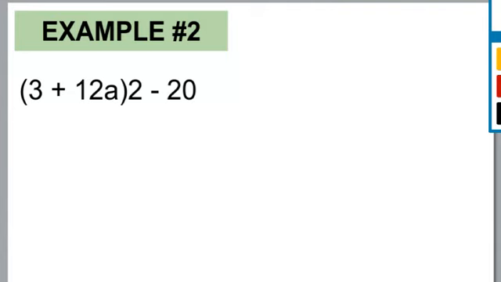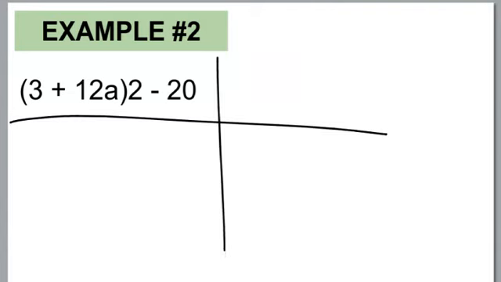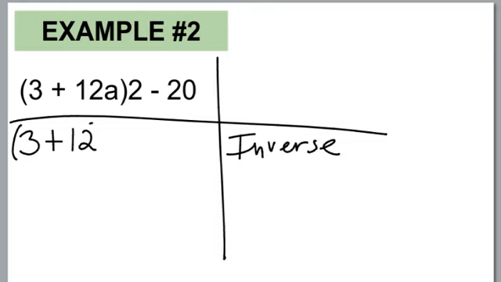Let's look at another example. Again, the very first step is the inverse. And I'm just going to go through and rewrite my problem, changing any subtraction into addition and writing the opposite of the next number.